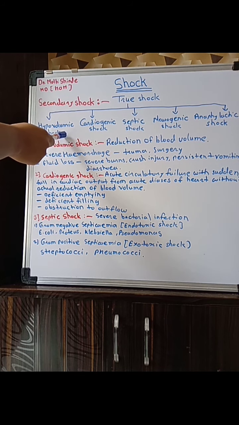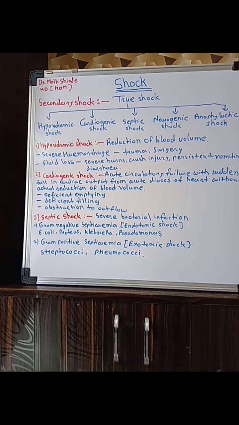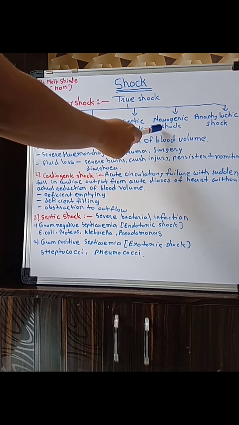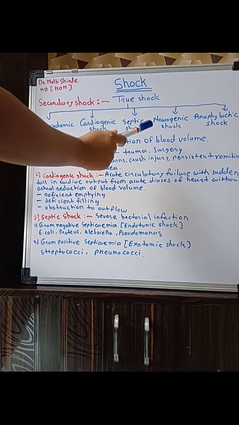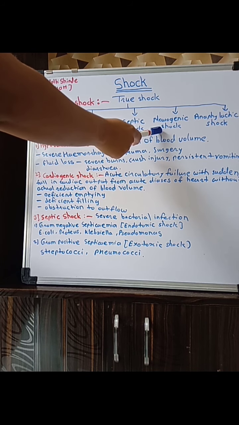The first type is hypovolemic shock. Hypovolemic shock means reduction of the volume of blood. Then cardiogenic shock is due to cardiac diseases. Then septic shock is due to septicemia. The fourth one is neurogenic shock. This occurs following neurological conditions, or due to anesthesia or spinal cord injury. When there is an anesthetic injury or spinal cord injury, it causes damage to the nerve, and that damage to the nerve causes neurogenic shock. This is the fourth type.